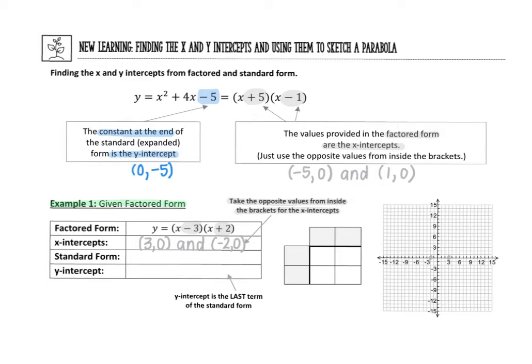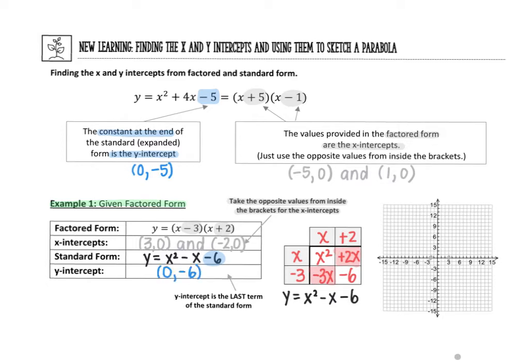Now we'll need to convert our factored form into standard form in order to find the y-intercept. Let's use the chart method. On the left side, we'll put x and -3 for what's inside the first set of brackets, and across the top, we'll put x plus 2 for what's in the second set of brackets. x times x will give us x squared. x times +2 will give us +2x. -3 times x will give us -3x. And -3 times +2 will give us -6. We can collect the like terms to have y equals x squared minus 1x minus 6. The -6 is our y-intercept, so our ordered pair will be (0, -6).